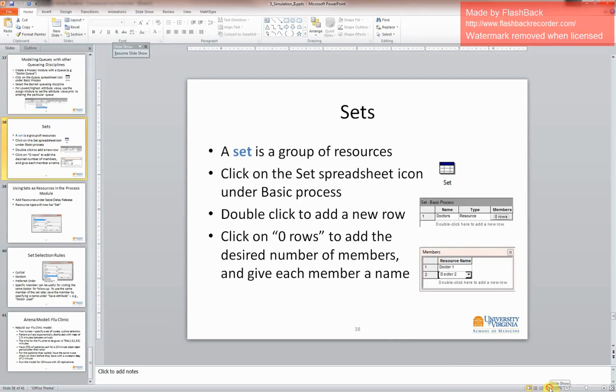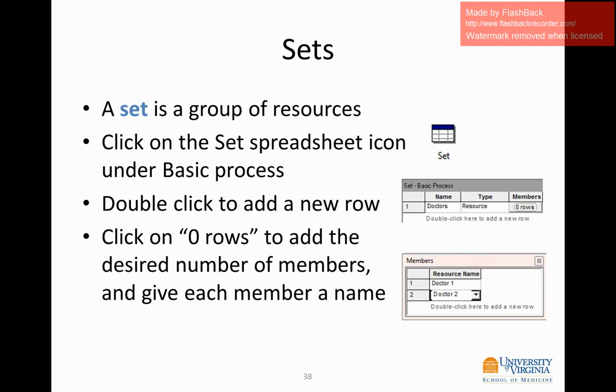The last thing we want to talk about here would be sets. So a set is a group of resources. So we want to click on the set spreadsheet icon under basic processes. So in class we talked briefly about, okay, what if you had a doctor named Dr. 1 and a doctor named Dr. 2 versus having two available resources of just the type doctor. So here with Dr. 1 versus Dr. 2, we can distinguish now between the doctors versus having two identical doctors.